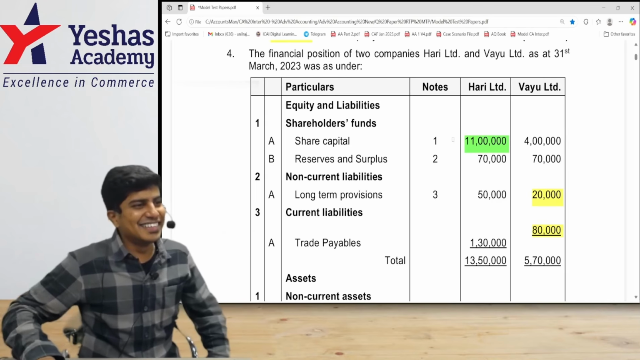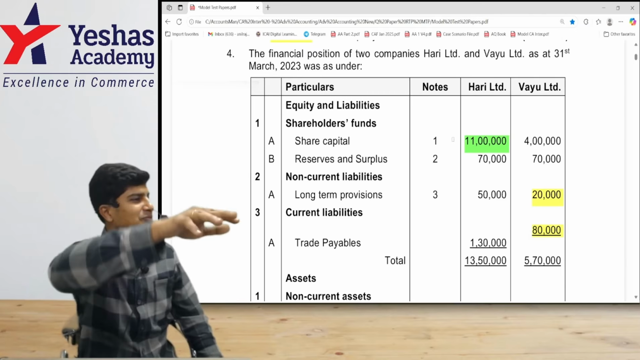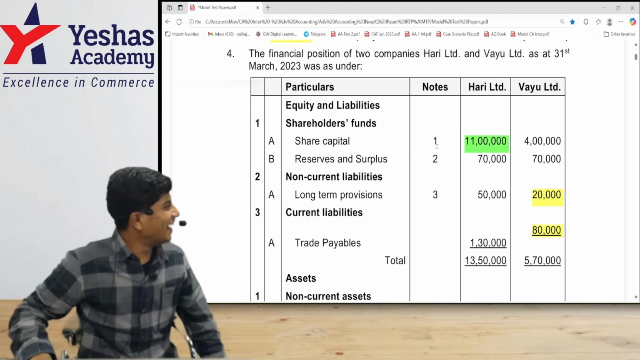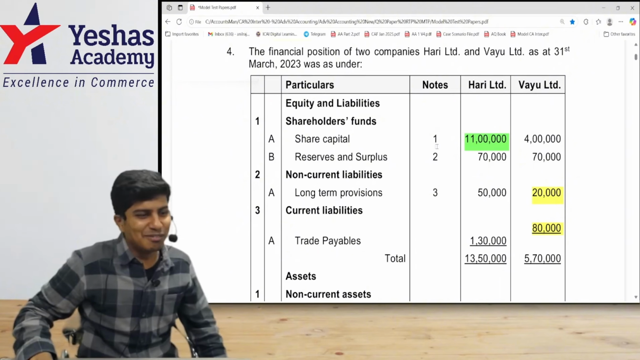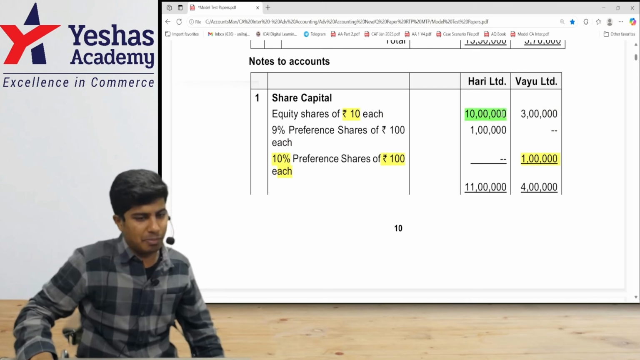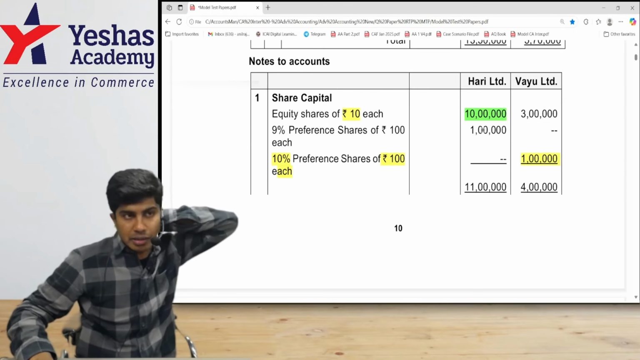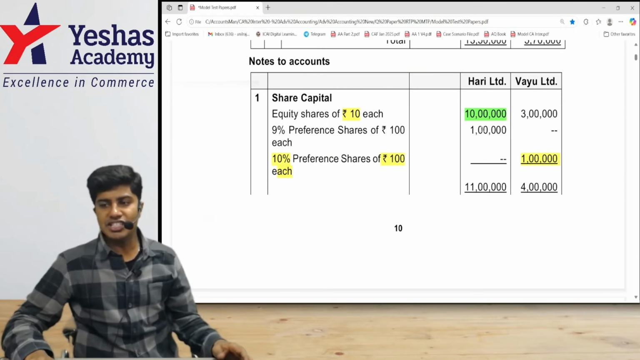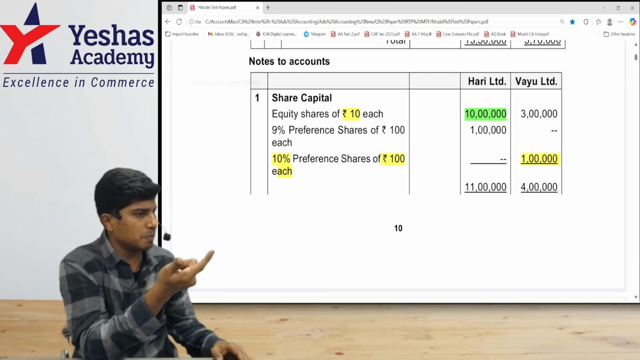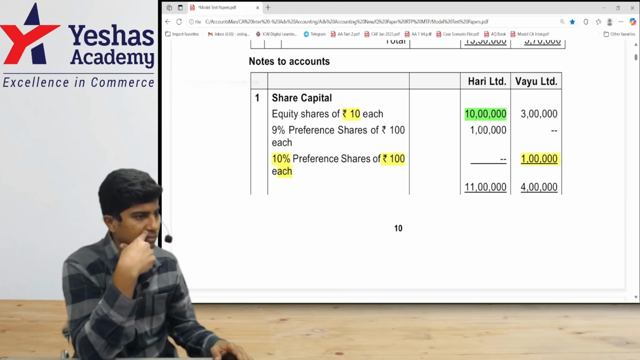Share capital is 11 lakh rupees. Focus here, green color. 11 lakh rupees of Hari Limited. Come to notes to accounts. 11 lakh is in two parts: one equity share capital, one preference share capital. First we'll take equity. 10 lakh is the equity share capital. Take your calculator, type minus 10 lakh. In the journal entries, if anywhere we have credited share capital, we'll take it as minus. If it is debit, we'll take it as plus. Understood? What do you have in the calculator?